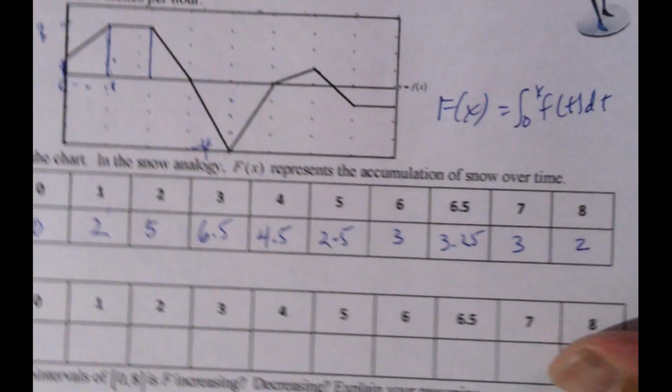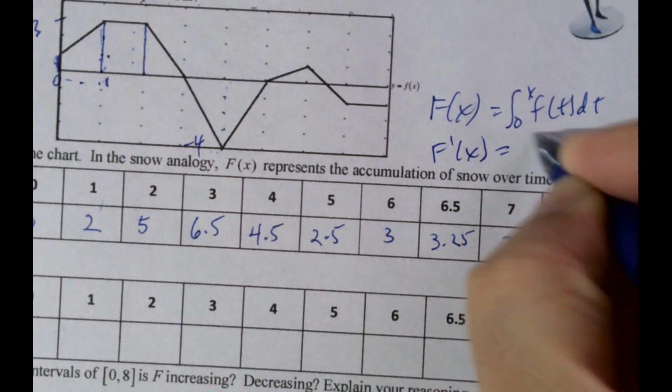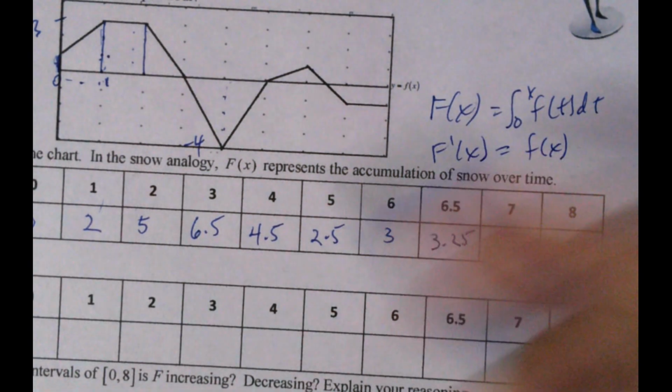This is what we just filled out. That's what this table is. Now, what is f prime of x? F prime of x is just f of x. And so this is the function, f of x.